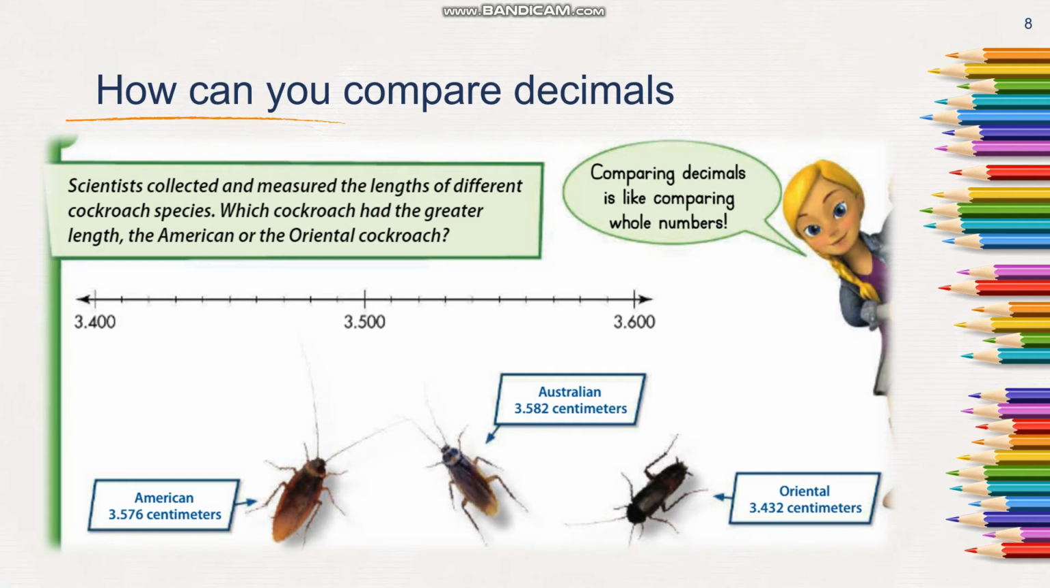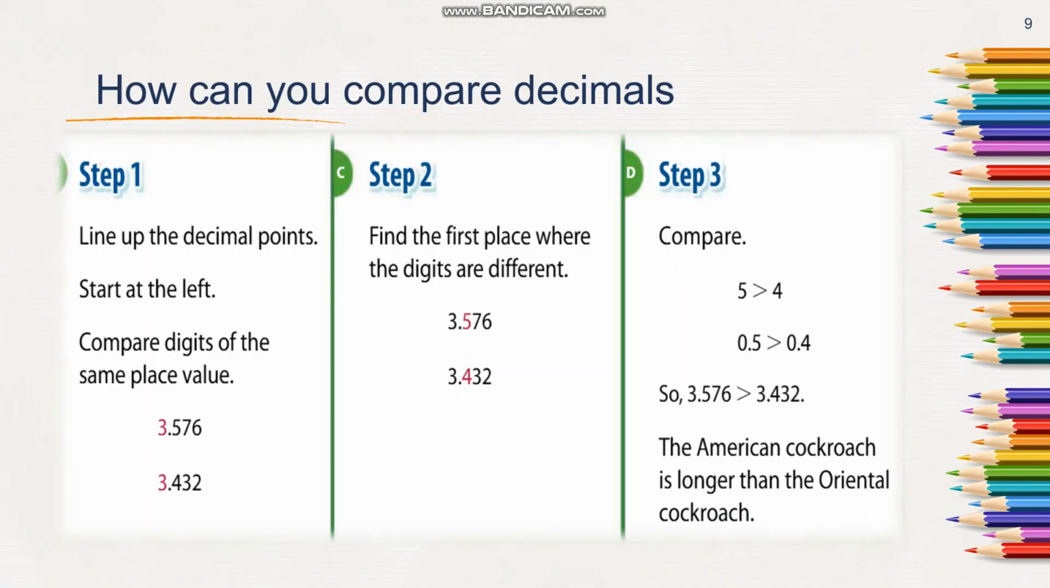Let's analyze this problem. Scientists collected and measured the lengths of different cockroach species. Which cockroach had the greater length, the American or the Oriental cockroach? As you can see from the given, the American cockroach has 3.576 centimeters, the Australian has 3.582 centimeters, and the Oriental cockroach has 3.432 centimeters. Always remember that comparing decimals is like comparing whole numbers. So the first step to answer that question is to line up the decimal points. So we need to line up 3.576 and 3.432.